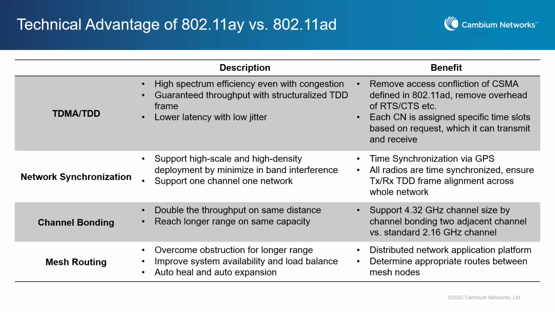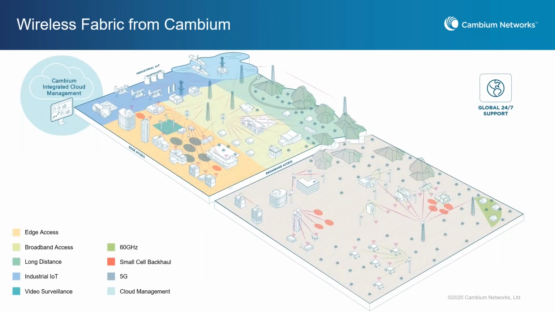So 60 gigahertz is just one part of Cambium. From Cambium, we have the complete wireless fabric solution. Today, with 60 gigahertz introduced, we are ready to make wireless provide fiber-like throughput. So we really enable our customers to enjoy multi-gig throughput using wireless 60 gigahertz.